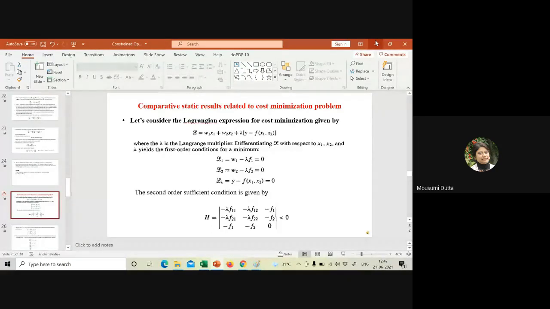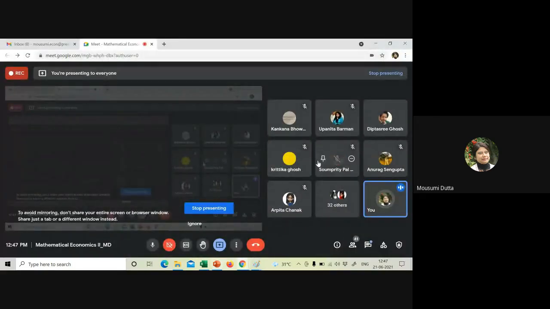Any question? Does anyone have any question regarding these ideas, homogeneous function, homothetic function, or anything? Any question?